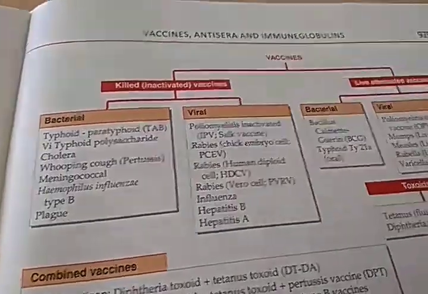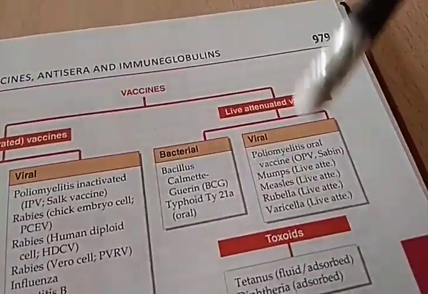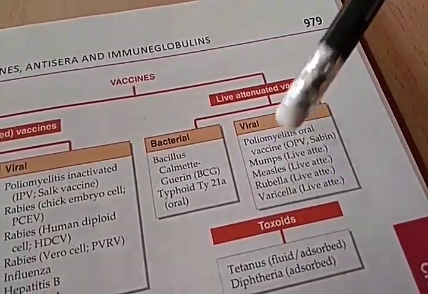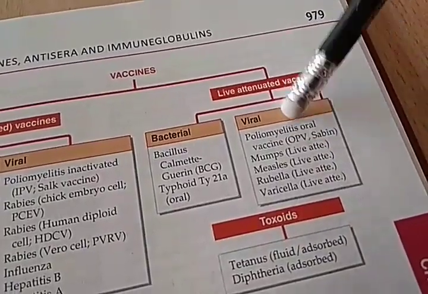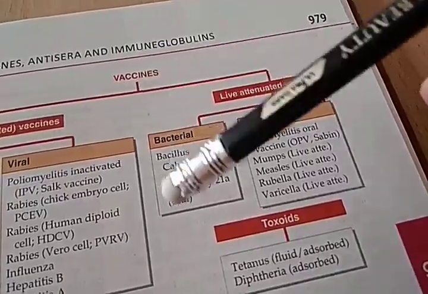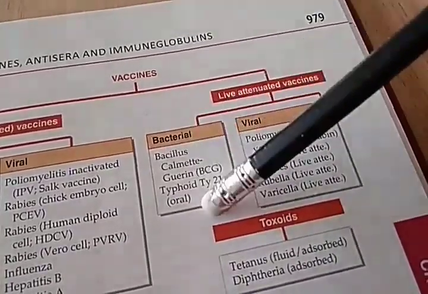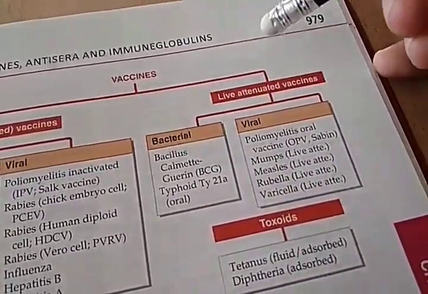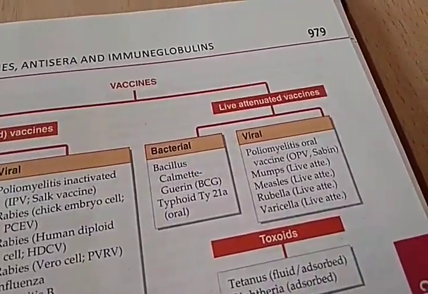Killed inactivated vaccines, live attenuated vaccines. So measles and all that will be live attenuated, right? Measles, mumps, rubella, varicella, polio, the oral polio, all these are live attenuated vaccines. Bacterial ones that are live attenuated: typhoid. Have you taken typhoid vaccination, guys? They will give you live attenuated bacteria. And BCG also is live attenuated.